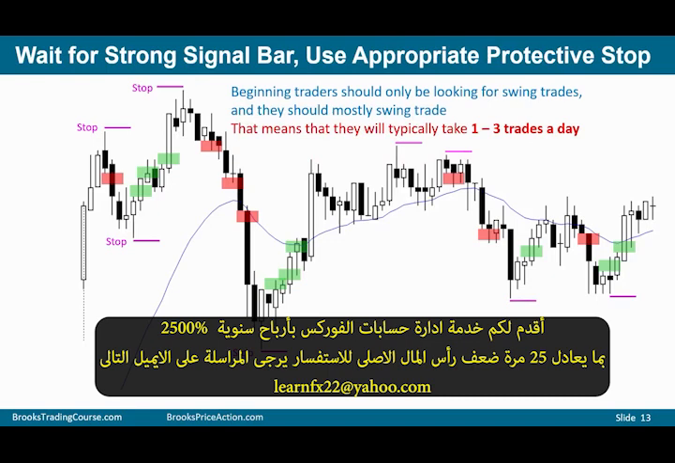When you're starting out, you should be looking for swing trades. And you should take mostly swing trades, and that means you'll be looking for 1, 2, or 3 trades a day. After you become consistently profitable, then you can start looking for other minor trades, scalps, and possibly take 3 to 10 trades a day.